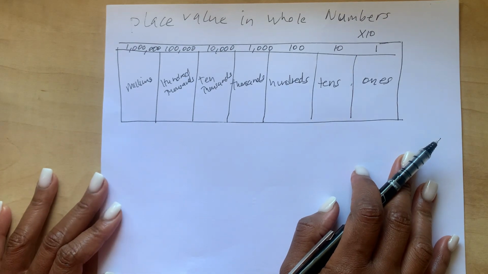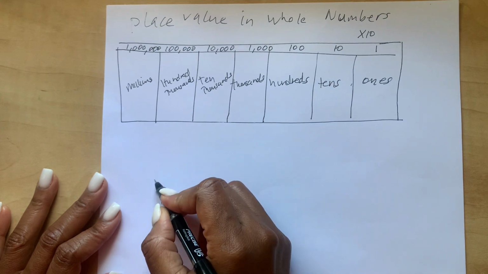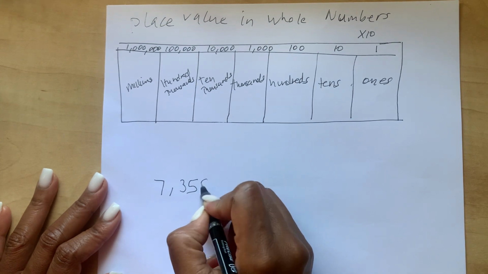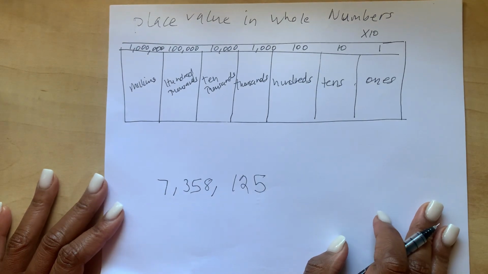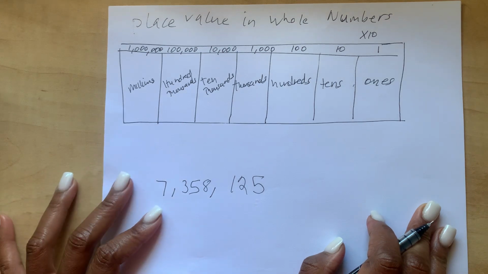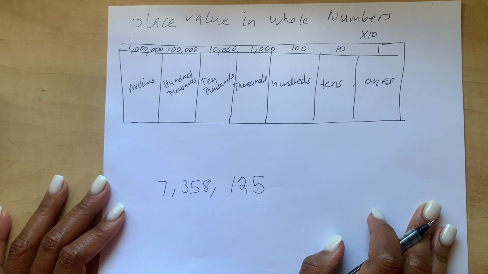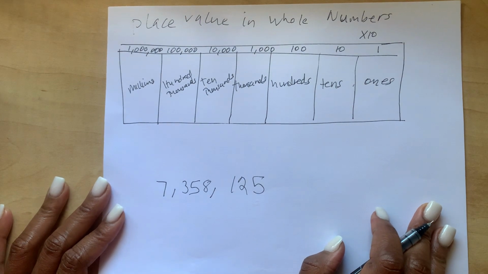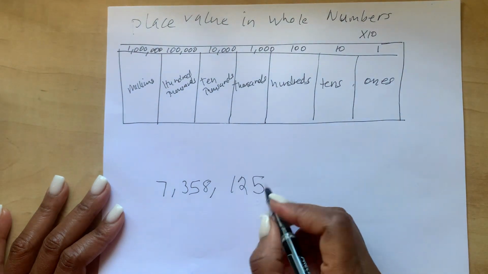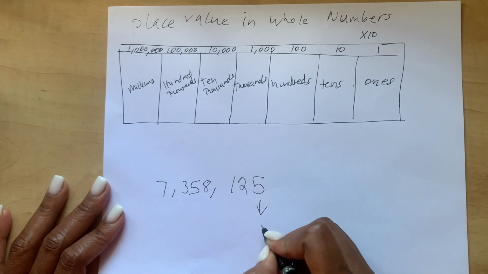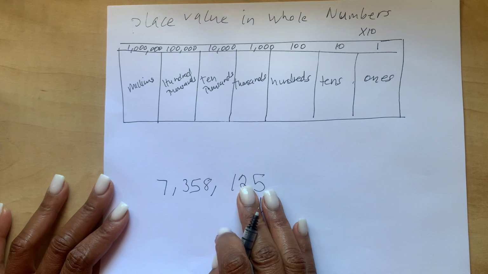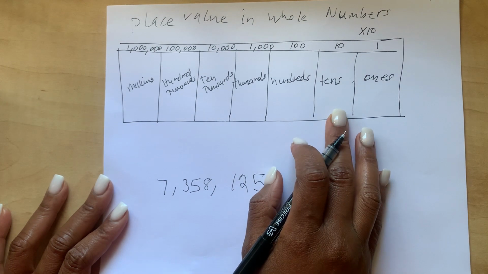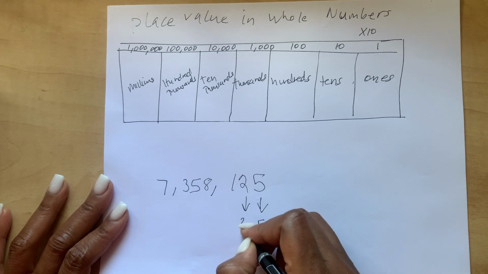So now we can put a number here just so you can get an idea of where it actually would go into this chart. Let's look at this number. It's 7,358,125. So with this number, we start from the ones. The 5 is just that. It's 5 from the ones column. When we move over to the 2, it's from the tens column. So that will be 20.